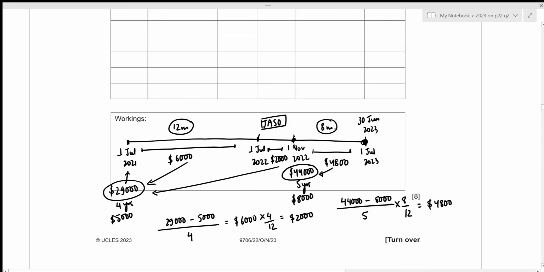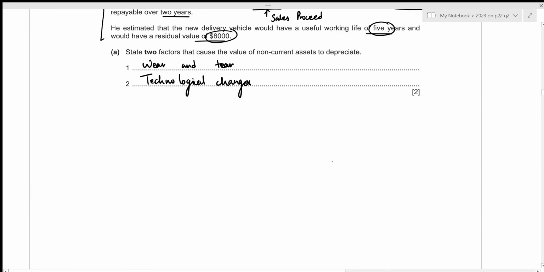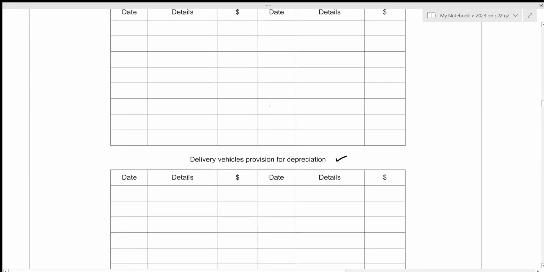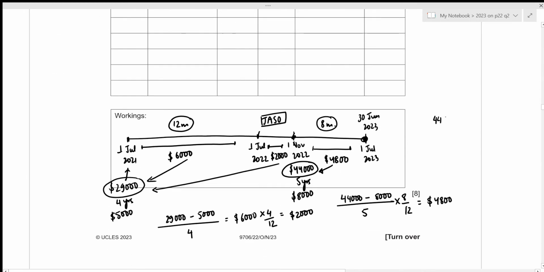This is the depreciation for the new vehicle. And remember, for the new vehicle, we had a part exchange as well. And the part exchange value was 16,800. So out of 44,000, 16,800 was the part exchange value, and the remaining was funded by a bank loan. So the remaining amount is just going to be 44,000 minus 16,800, which results in the value of 27,200. This is being funded by a bank loan.